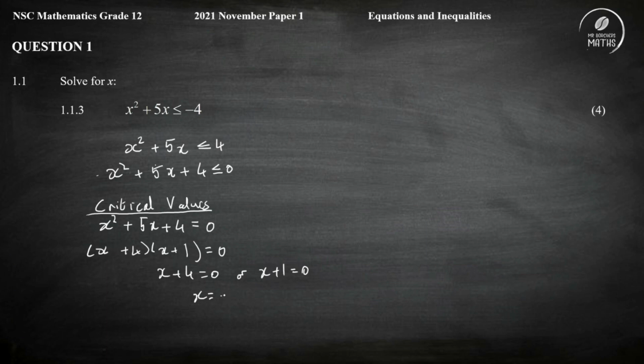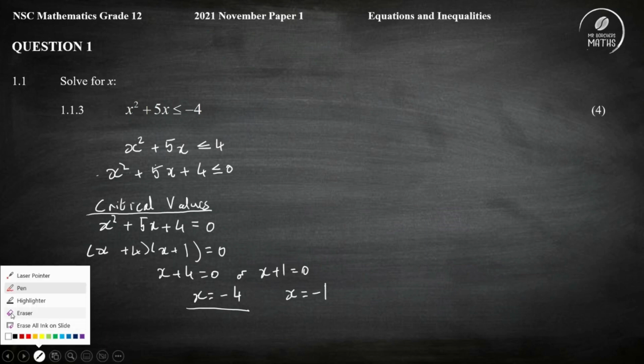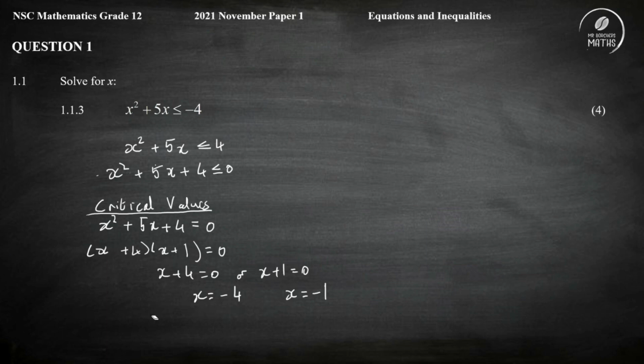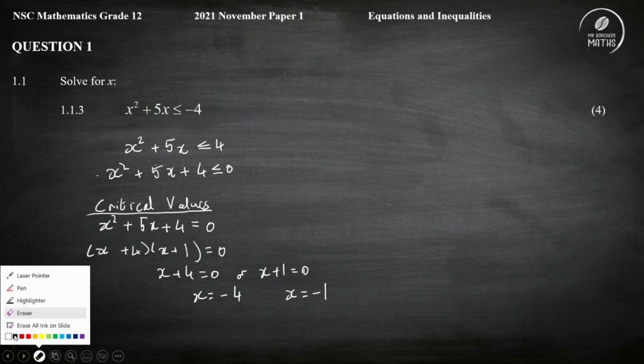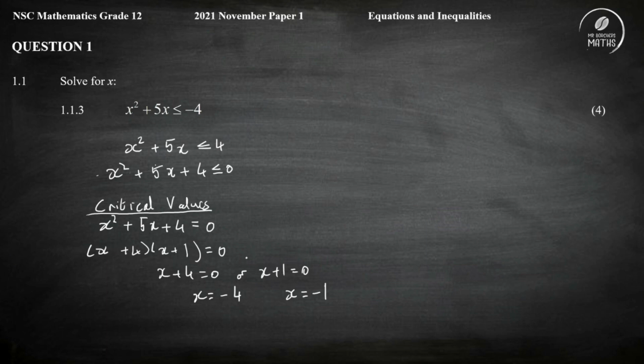So that means the one critical value is x equals negative 4, and our other critical value is x equals negative 1. Now, you should not actually underline that, how I have done, because that would be indicating a final answer, and we are not at the final answer yet. Okay, now our critical values are x equals negative 4 and x equals negative 1.